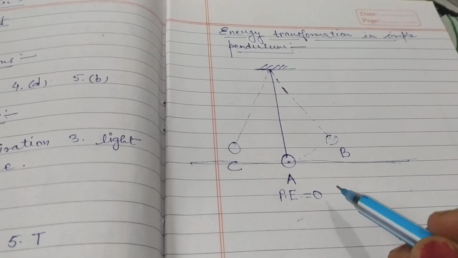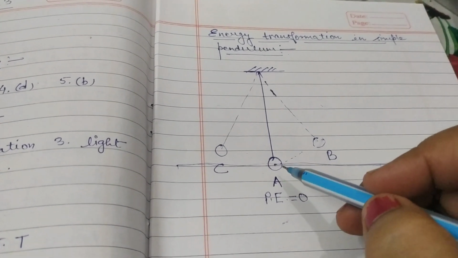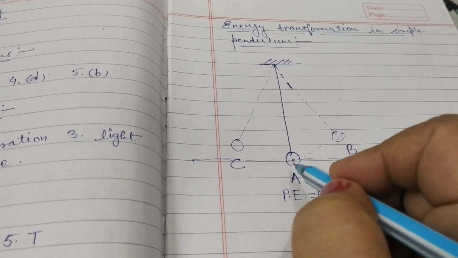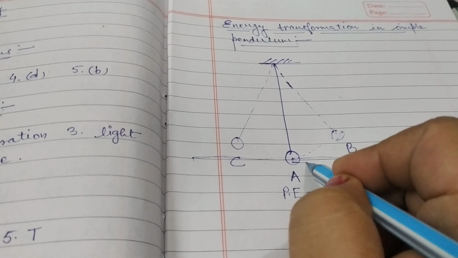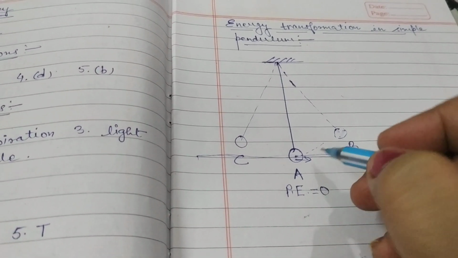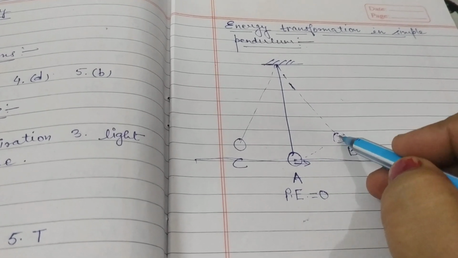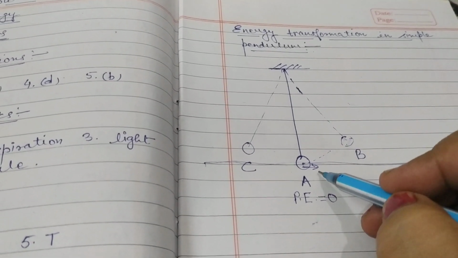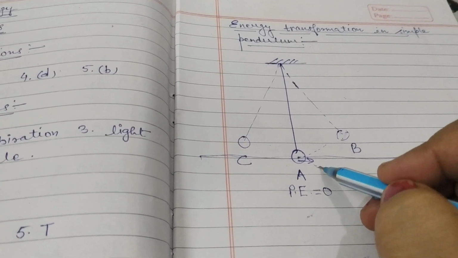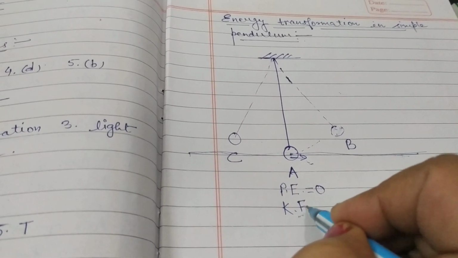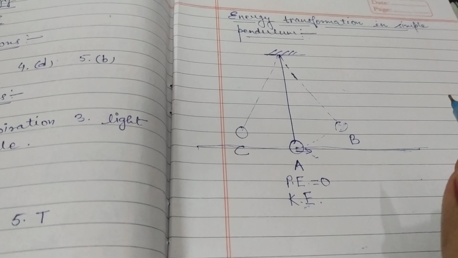Understood? So when the pendulum is taken from A to B, at this initial point, what are we doing? We are displacing the bob from its position, due to which it will be raised to this position, right? So here we are giving it some kinetic energy. So potential energy is 0, but there is some kinetic energy, right?